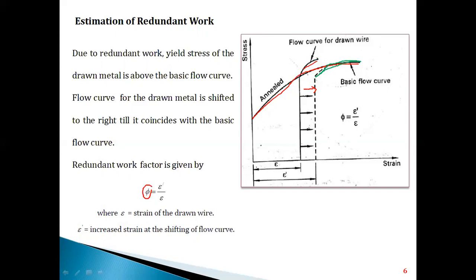Therefore, the redundant work is generally determined using this factor known as pi. Pi is equal to epsilon dash divided by epsilon.